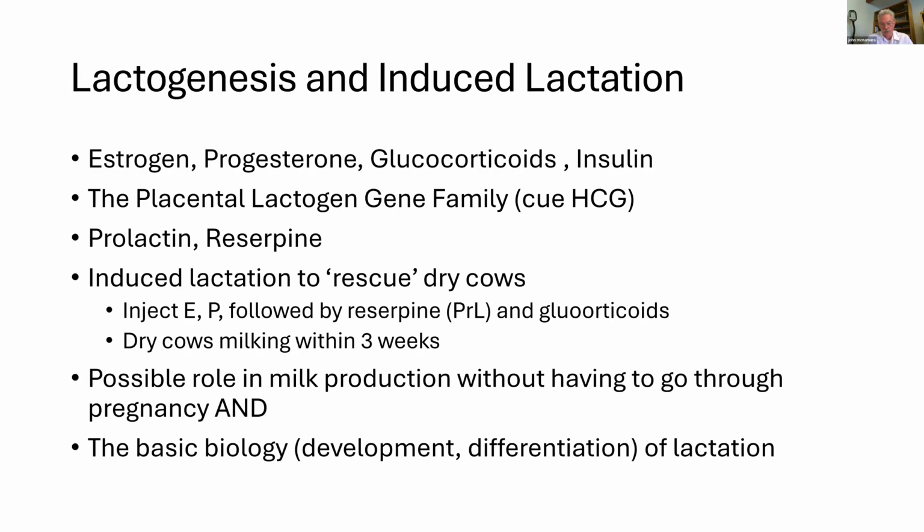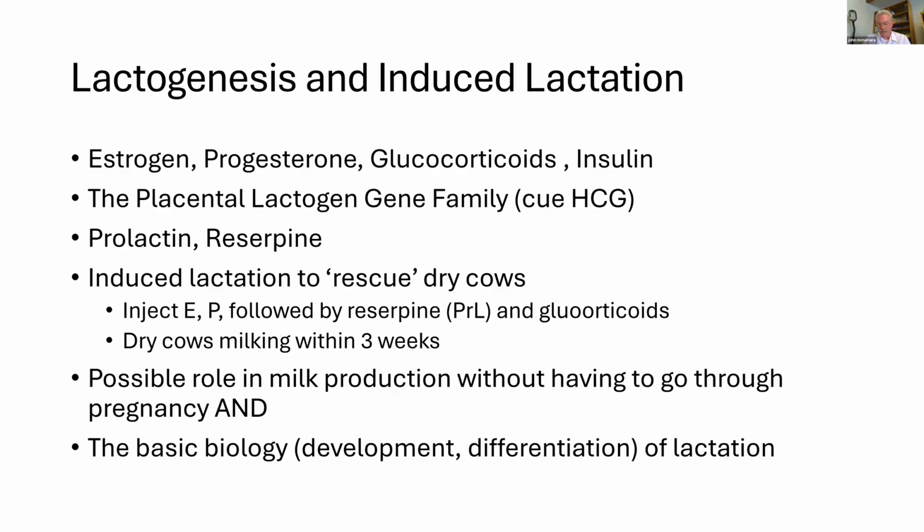Now, lactogenesis was the beginning of milk production and induced lactation. From that time when Hammond set out those hypotheses, it really generated a tremendous amount of research. Estrogen, progesterone, glucocorticoids, insulin. The list of people who earned the Nobel Prize in physiology, chemistry, and medicine around steroids and hormones is a very long list indeed. Prolactin, which is the hormone which directs milk production.